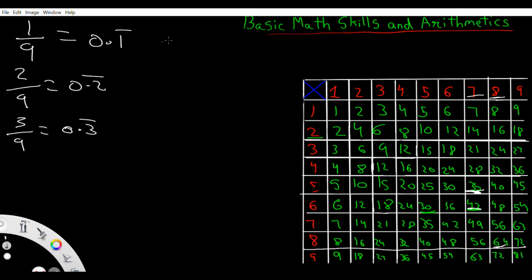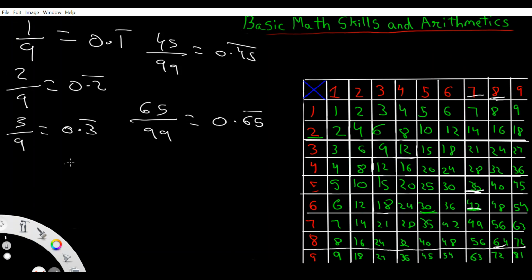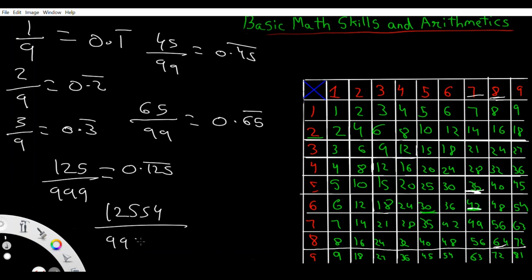And for 2 digits, for example, if you have 45 over 99, this is 0.45 repeated. If you have 65 over 99, this is 0.65 repeated. If you have 125 over 999, this is 0.125 repeated. And it goes on forever. If you have 12554 over 99999, this becomes 0.12554 repeated. So that's a nice trick to remember if you ever encounter a problem with 9 as a denominator.